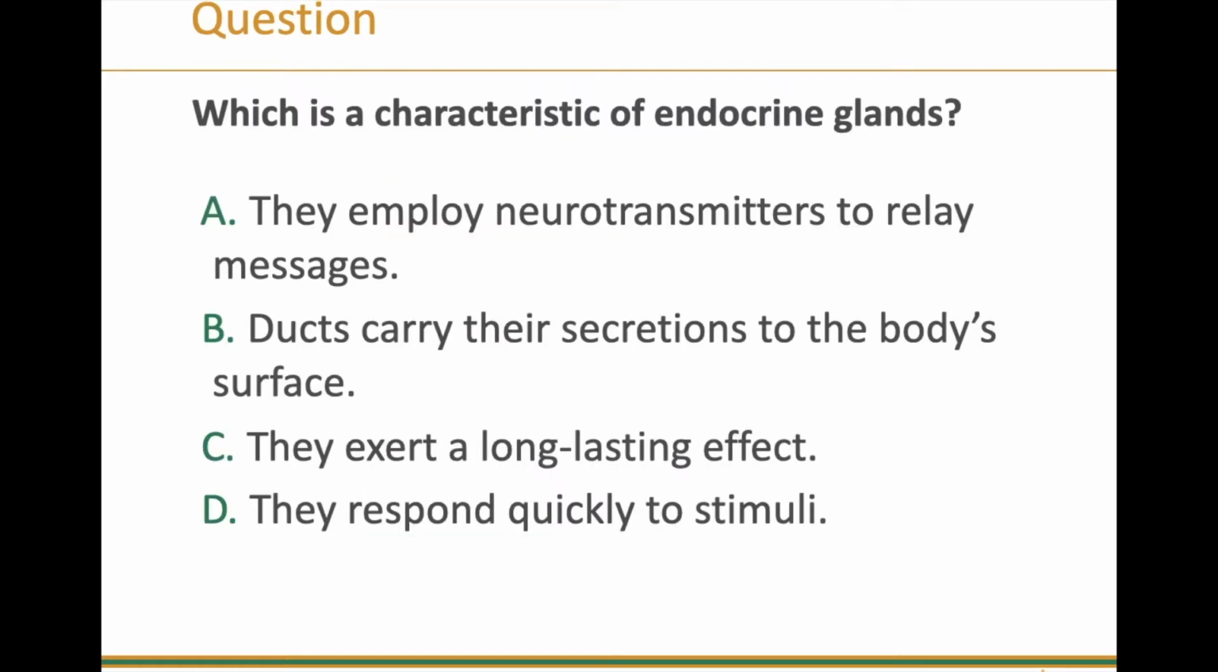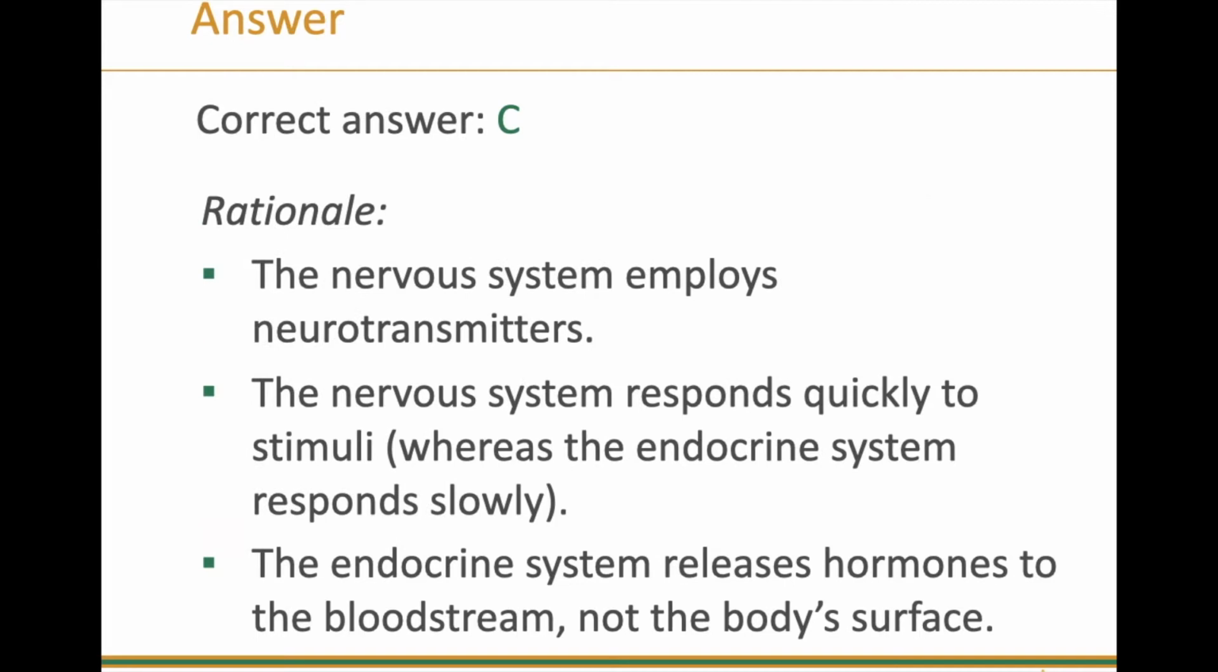Alright, so a question, which is a characteristic of endocrine glands? And correct answer is C. So neurotransmitters would be the nervous system. Their ducts carry secretions to the blood, and they do have a long-lasting effect, and they respond slowly to stimuli.